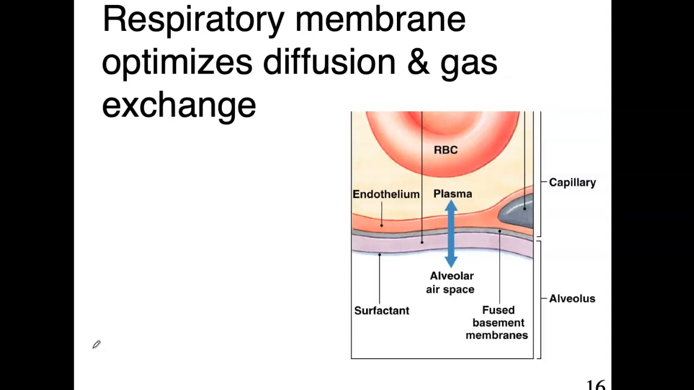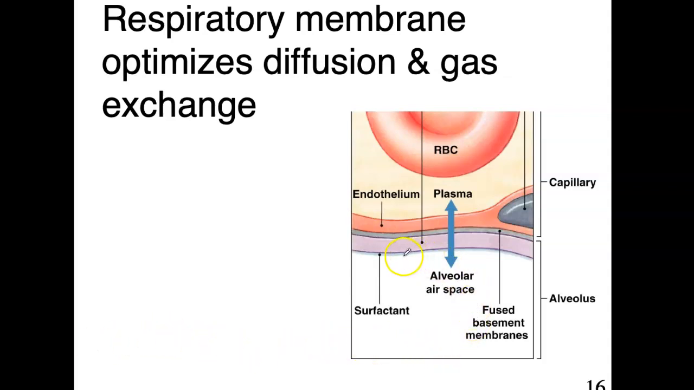Let's look at that surface, because we're imagining the alveoli filling up and oxygen going across that membrane. What does that membrane look like? This is a diagram of the respiratory membrane, and I'm telling you that it optimizes diffusion and gas exchange. So what does it look like?